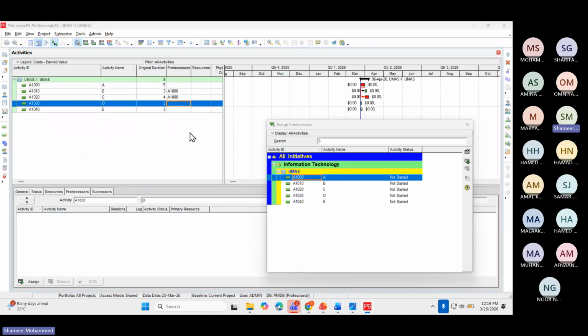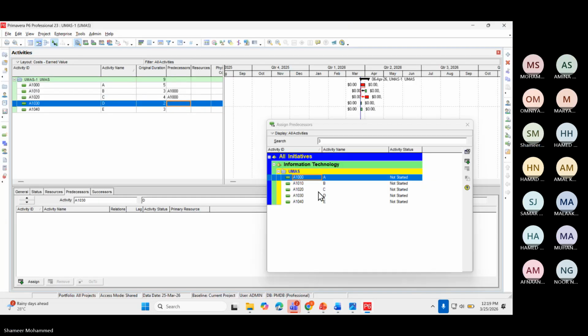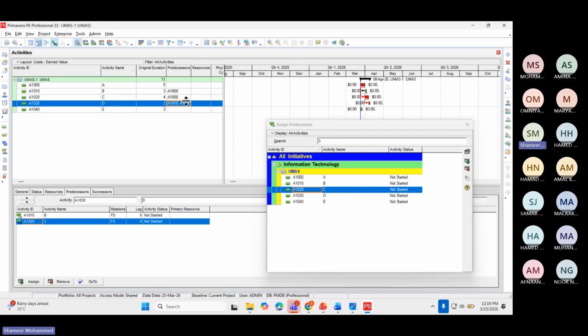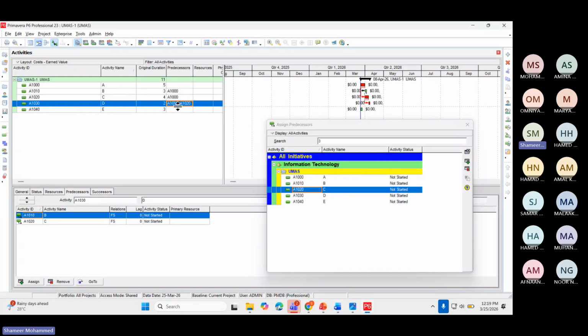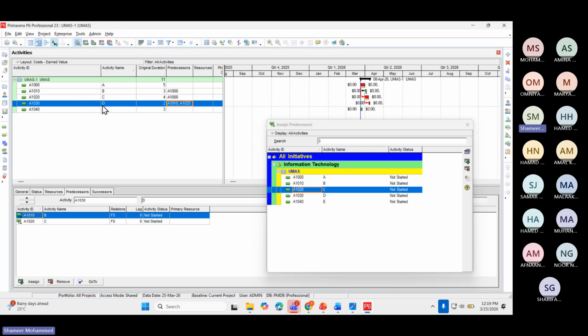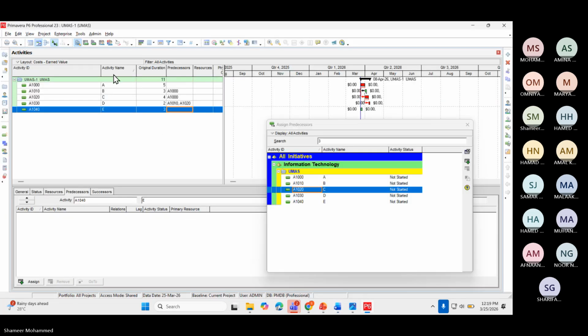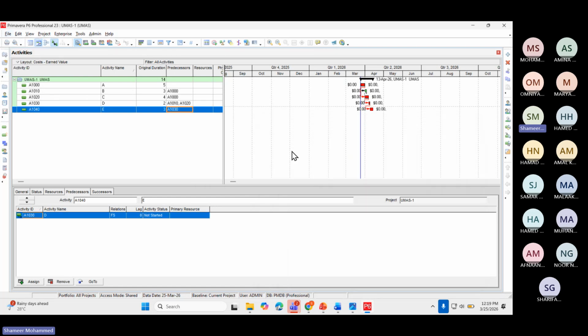Now for D, there are two predecessors, B and C. So choose now. So B, now see the B is coming. Then C, right? So both have come here, B and C. So check the numbers there. 1010 is B and 1020 is C, right? And for the last one, activity E, who is the predecessor? D. So D means here is 1030. Now file refresh, it is saved.